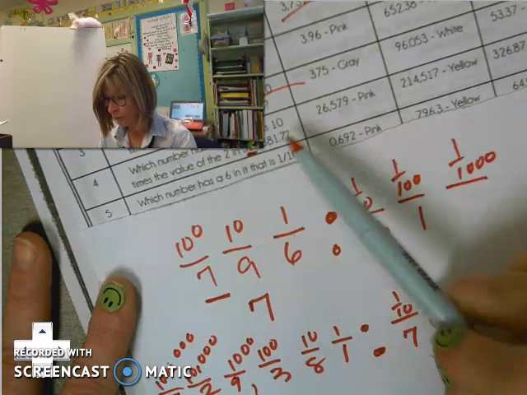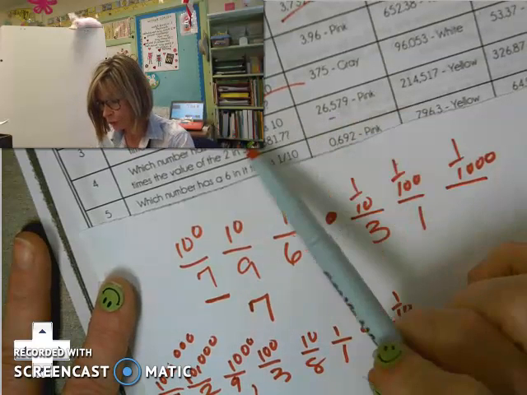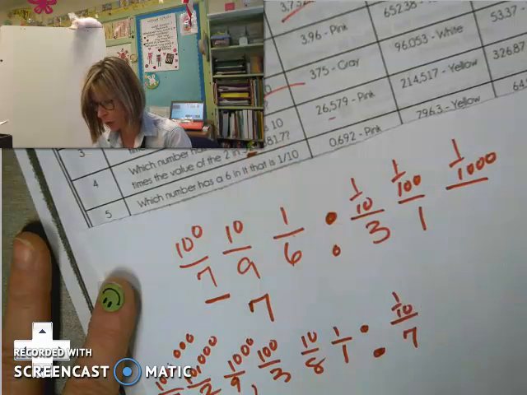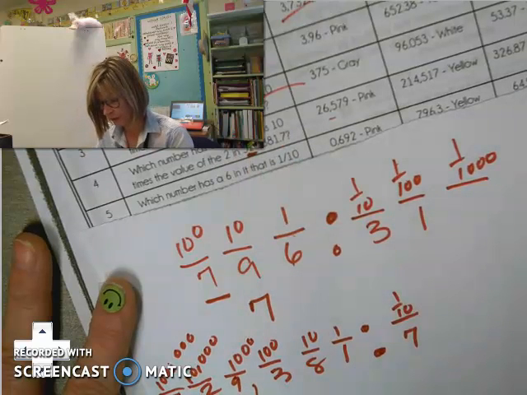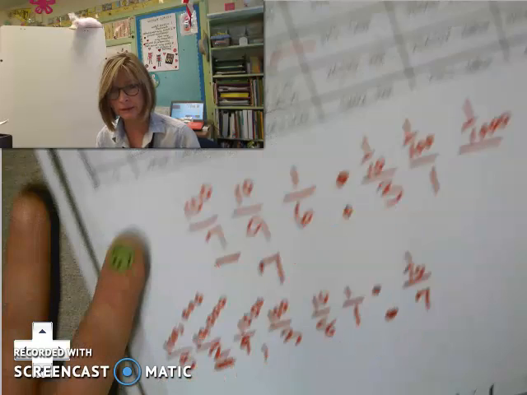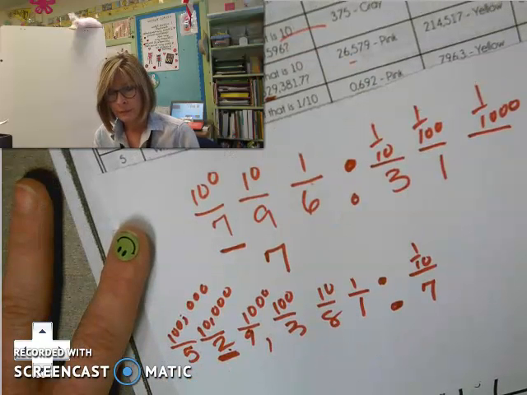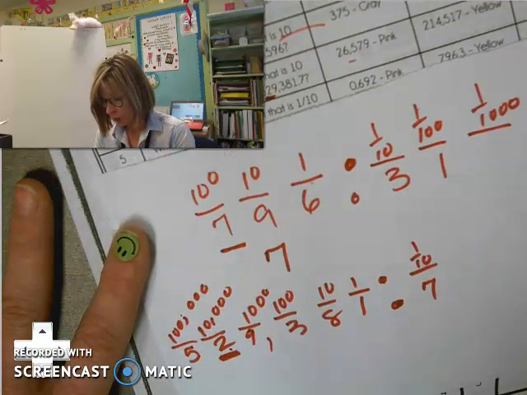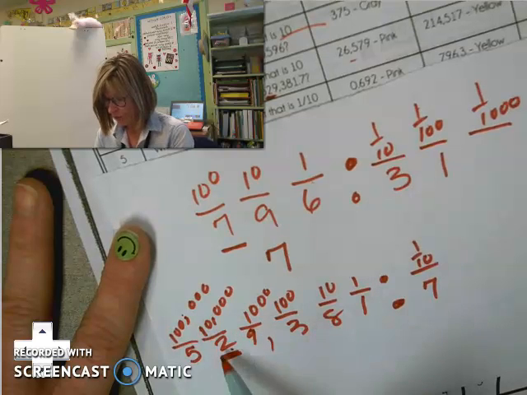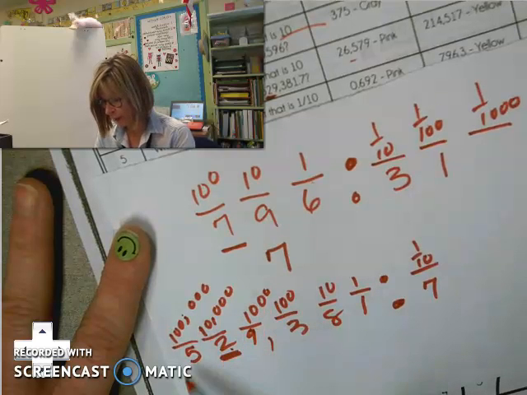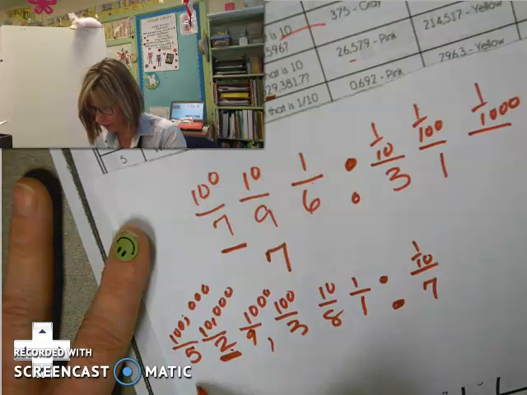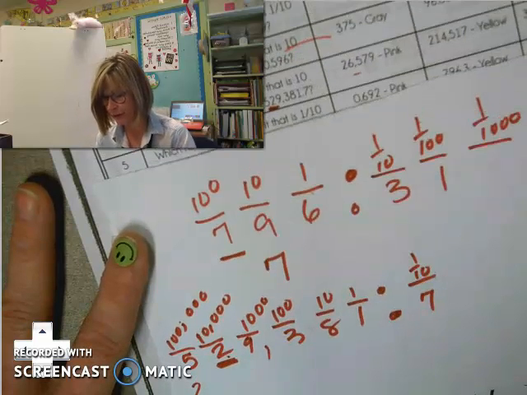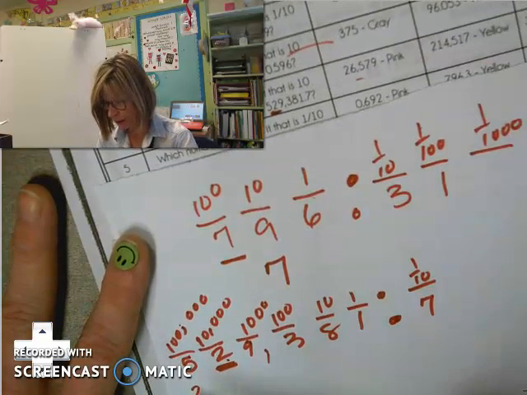All right, so I'm looking for a number that has a 2 that is 10 times larger than the 2 in this number. Well, this 2 is in the 10,000s place. So to make it 10 times larger, I would have to find a number that has a 2 in the 100,000s place. So that 2 would have to move over here.